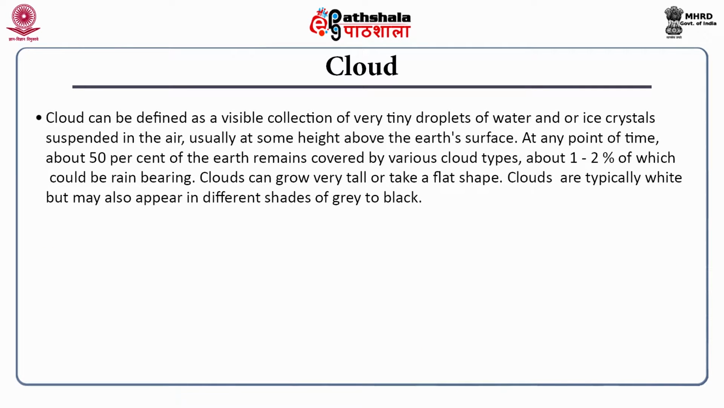A cloud can be defined as a visible collection of very tiny droplets of water or ice crystals suspended in the air, usually at some height above the earth's surface. At any point of time, about 50% of the earth remains covered by various cloud types, about 1 to 2% of which could be rain bearing. The clouds can grow very tall or take a flat shape. The clouds are typically white but may also appear in different shades of grey to black.